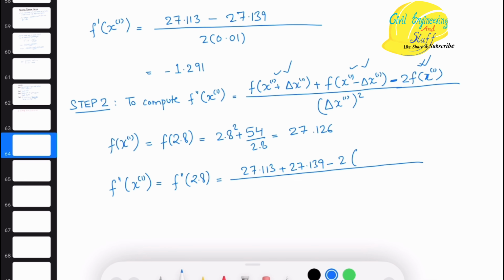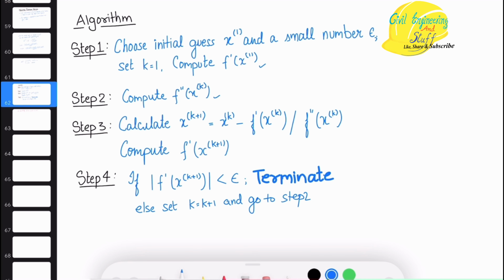Here we have minus twice of 27.126, divided by 0.01 square. If you solve it, you will see the value is 10. So your second derivative value at 2.8 is 10. This completes our step 2.